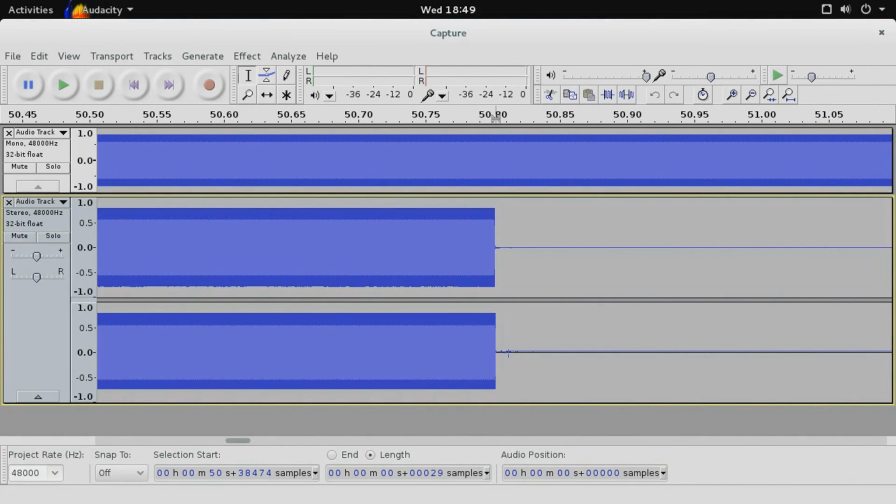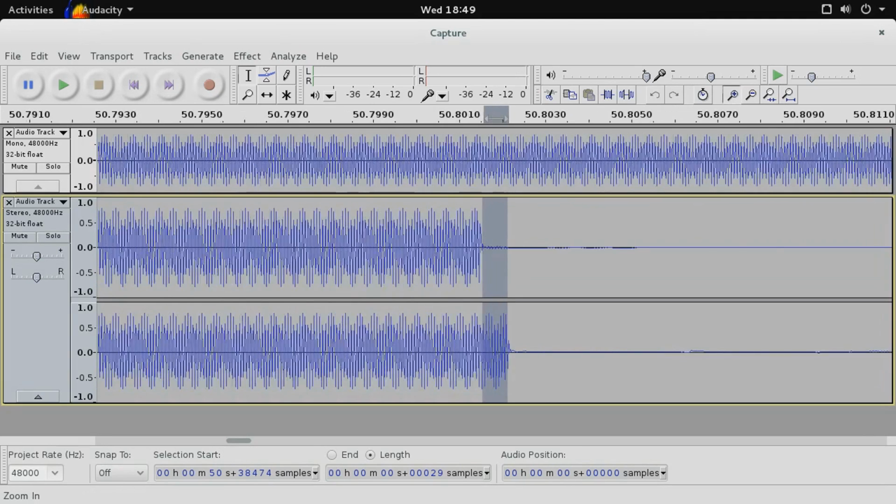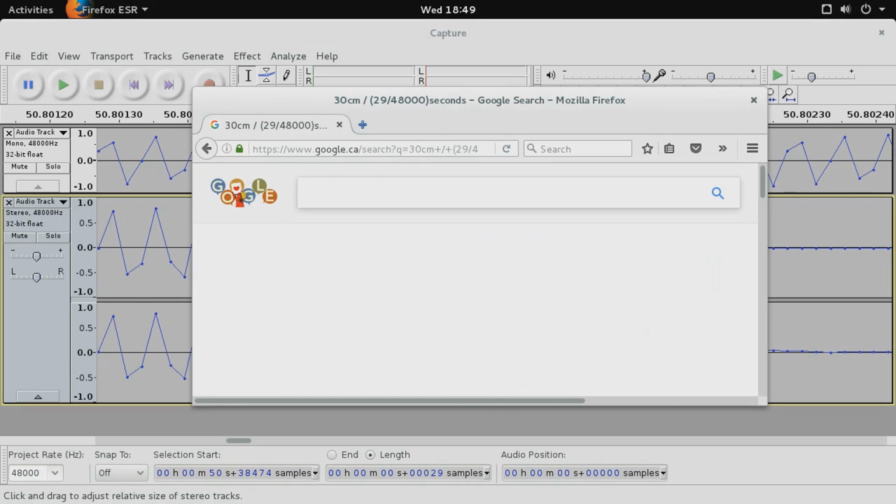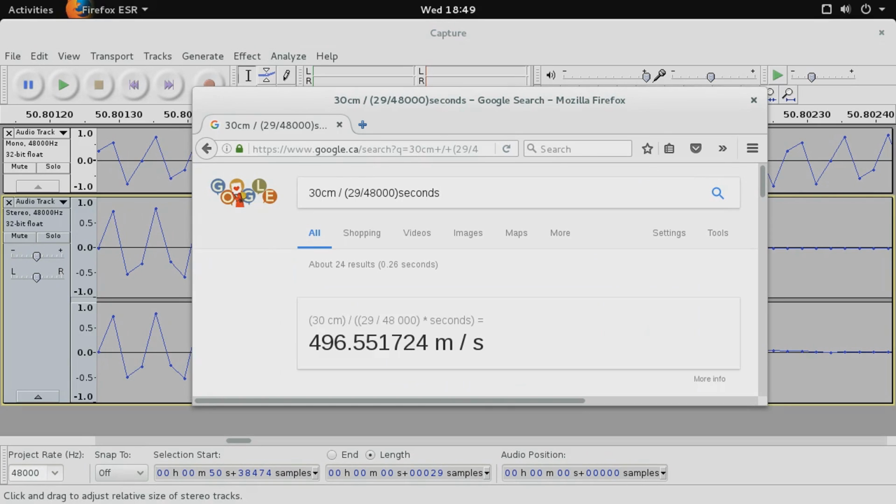In this case, it took the projectile 29 samples to pass between the two foils. This is 29/48,000ths of a second. Knowing that the foils were separated by 30 centimeters, we can calculate that the speed of the projectile was over 490 meters per second.